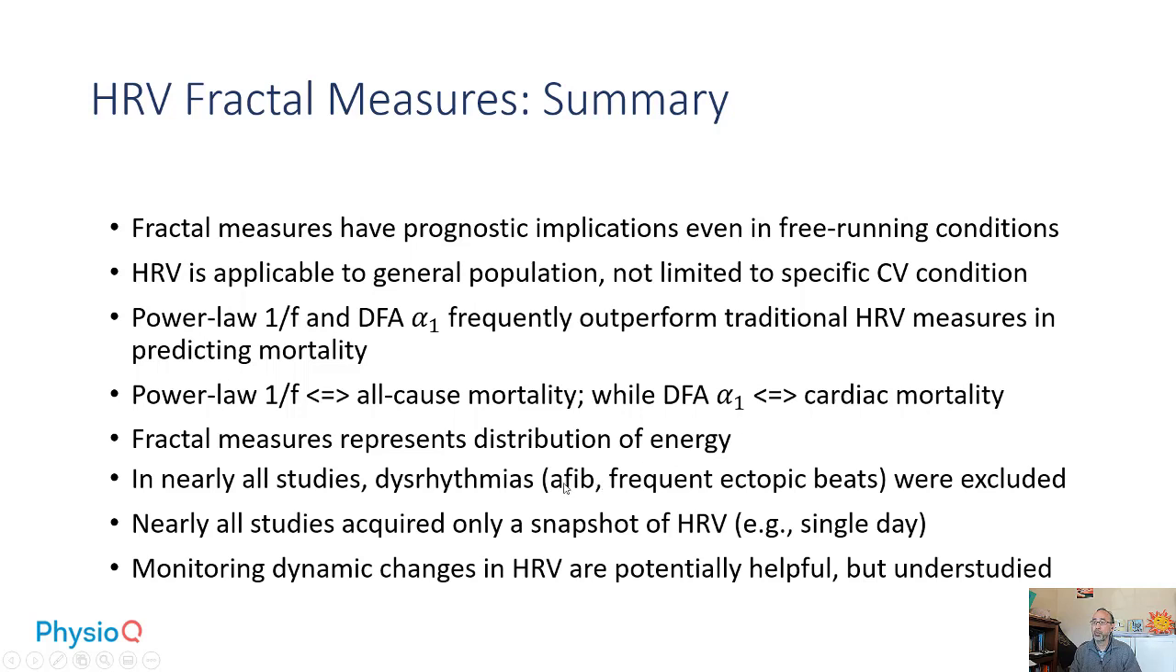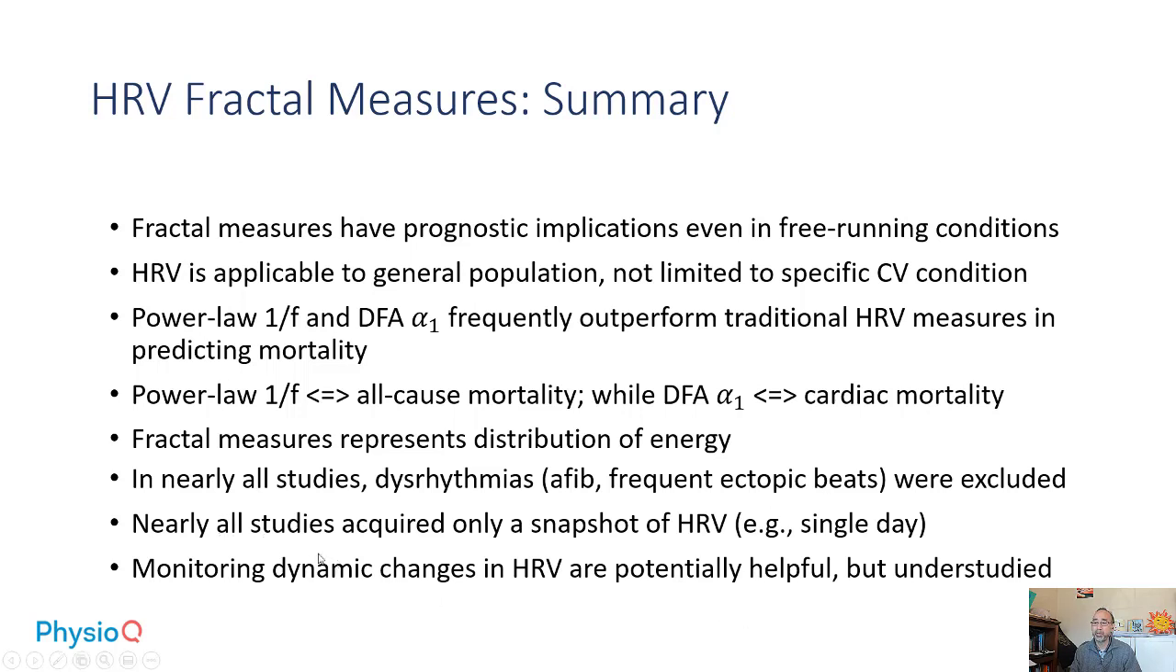And in nearly all the studies, dysrhythmias, AFib, and frequent ectopic beats were excluded, just like the epidemiological studies. And so, again, expect to exclude a number of individuals if you are going to implement fractal measures in your studies. But it is also worth including some of these individuals to see how AFib does affect these fractal measures, because these fractal measures are essentially based on the idea of a balance between order and disorder, and AFib is a disordered state. So I can't see why we cannot include these individuals in your study.